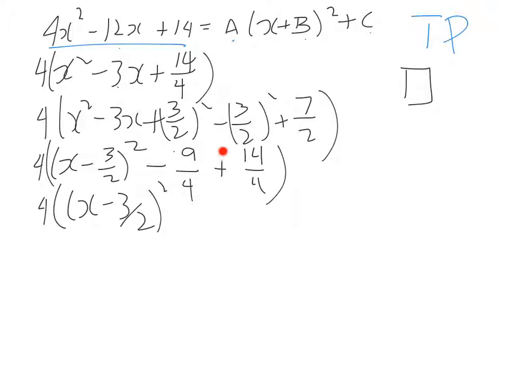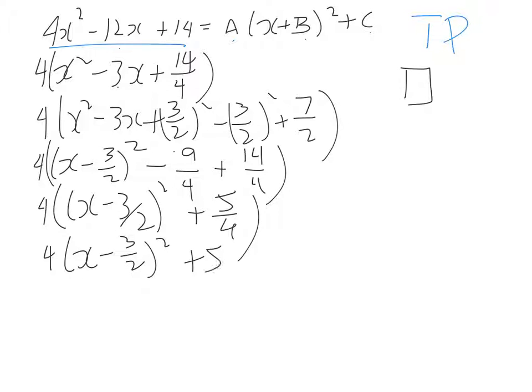So, now we've got the first part. We're going to simplify these fractions here. So negative 9 on 4 plus 14 on 4, and we're left with plus 5 on 4. And from there, we now expand. So we have 4 times x minus 3 on 2, all squared, plus 5. So now we can say that, therefore, A, which is in front, is 4, B, which is inside, is negative 3 on 2, and C is the one on the outside. That's the way we go about it.